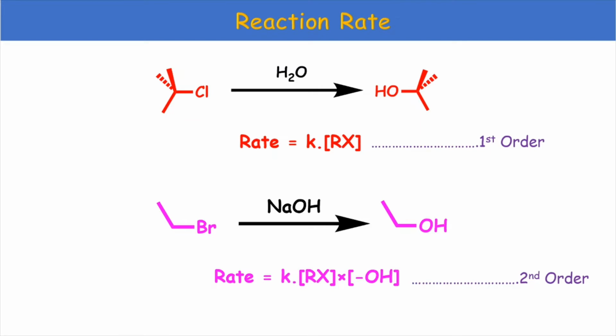Keep these two things in your mind while looking into the mechanism. Considering these two facts, that the first one is first order and the second one is second order, we can propose a mechanism. In the first case, the reaction is dependent only on the concentration of alkyl halide. That means the reaction cannot take place in a single step. It must take place in more than one step, where the step on which the rate depends involves only the alkyl halide and not the nucleophile. Combining these two facts, we can propose a mechanism. What would be the mechanism?